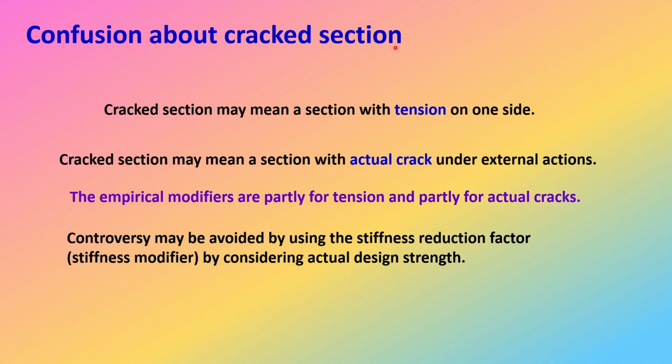So about the confusion about the crack section, finally we can say that the actual meaning is that crack section is where tension is developed, and because of that all the documents are giving stiffness reduction factors. Now if there is a confusion, how to avoid it? Controversy may be avoided by using stiffness reduction factor or stiffness modifier by considering actual design strength. So based on strength we have seen how the stiffness changes. Stiffness changes directly in proportion to the strength. If you use this, you are using the actual, theoretically established modifier, and there will be no question on this. This formula also we have seen in the last video. The reduction factor equals yield moment divided by yield curvature, whole thing.